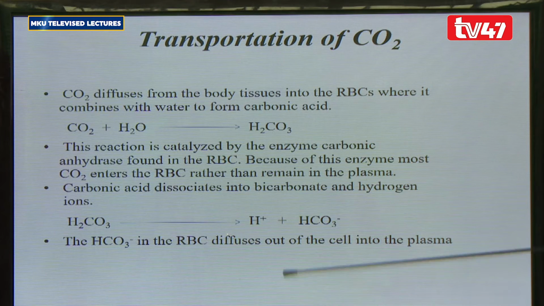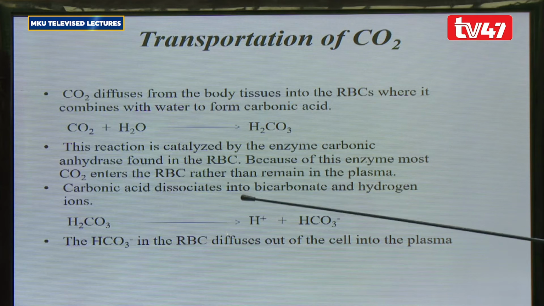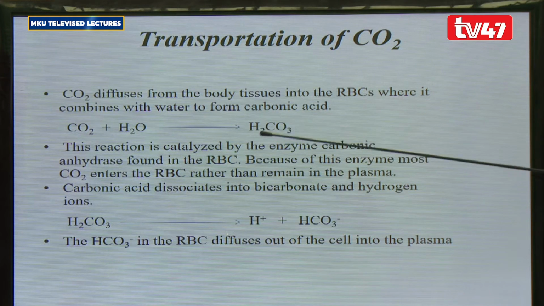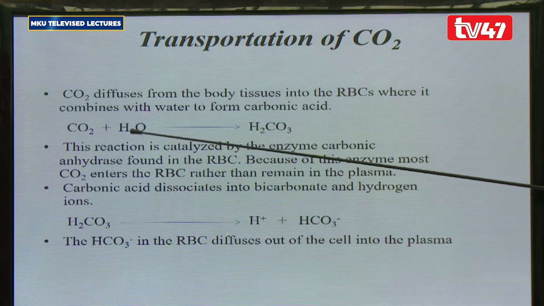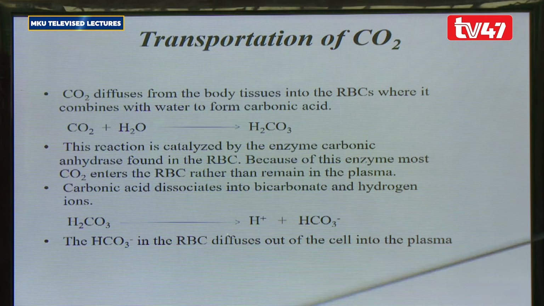So you have carbon dioxide from the body tissues. Because you are expecting this to take place in the body tissues, it will diffuse into the red blood cells with the help of the carbonic anhydrase. And it will combine with the water to form carbonic acid, as indicated in this equation. Carbon dioxide combines with the water to form carbonic acid.